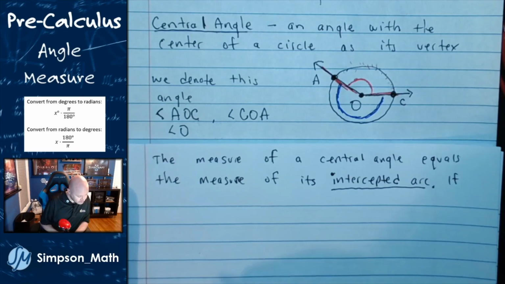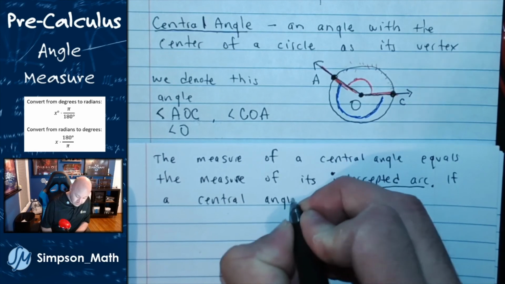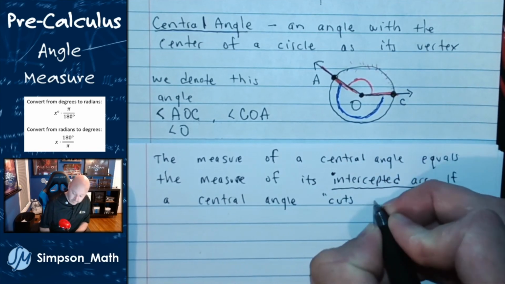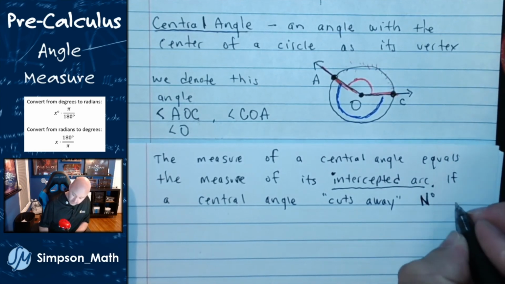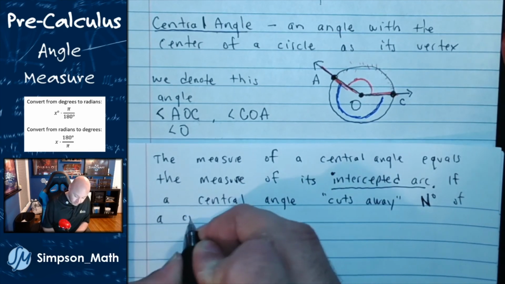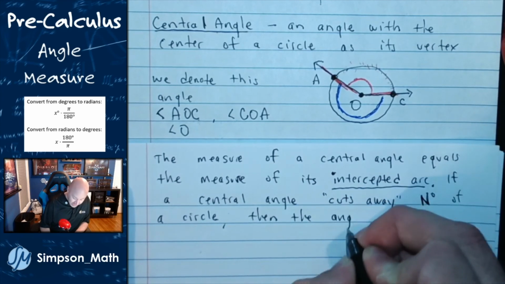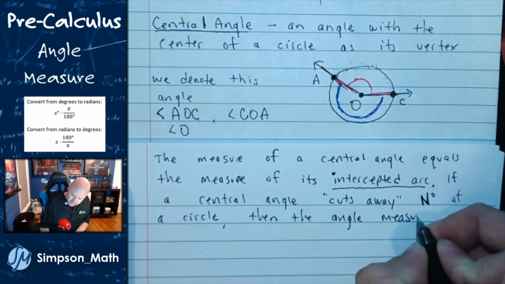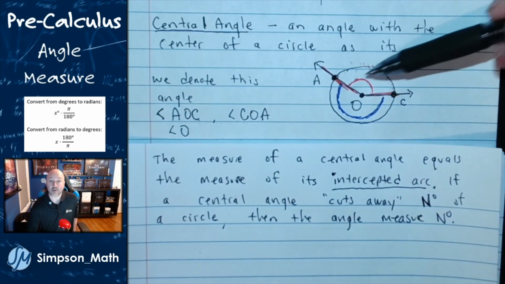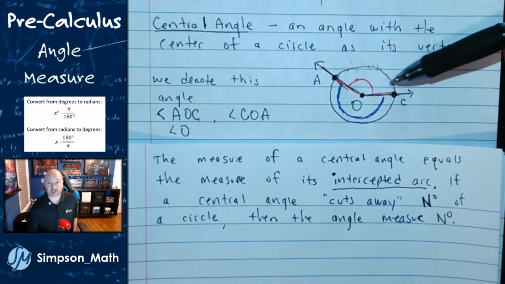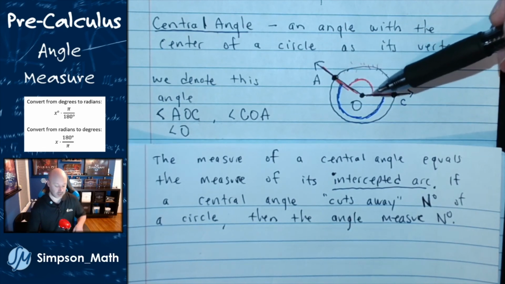So I'm going to put in my notes here: if a central angle cuts away an arc measuring some number of degrees of a circle, then the angle measures the same number of degrees. So both ways. If the angle measures in degrees, then that arc measures in degrees. If that arc measures in degrees, then the angle measures in degrees.